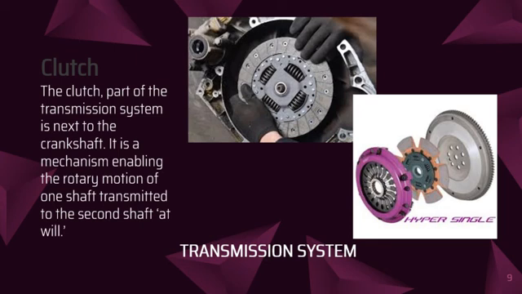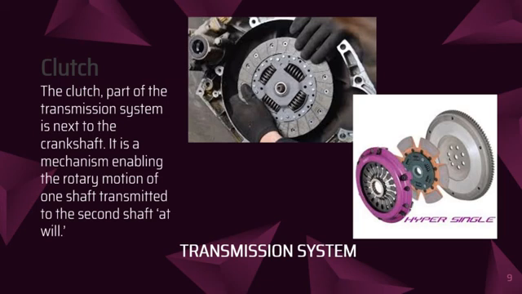It is a mechanism enabling the rotary motion of one shaft to be transmitted to the second shaft at will. When the engine starts, it should not be connected to road wheels. These should not start moving as soon as the engine starts. Secondly, this motion should be smoothly transferred so that passengers in the car do not feel discomfort and its mechanism is not spoiled. In the case of vehicles used for transportation of goods, the smooth transmission process is essential as otherwise it may cause damage to goods.